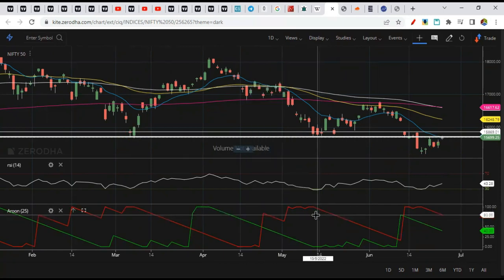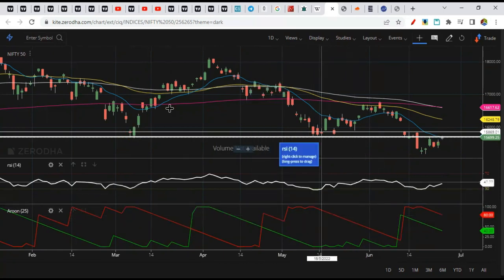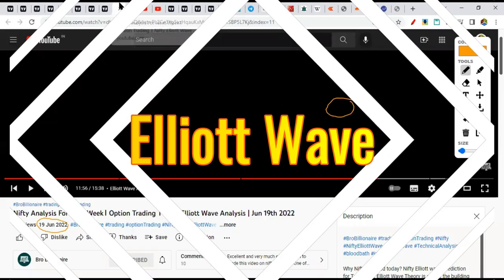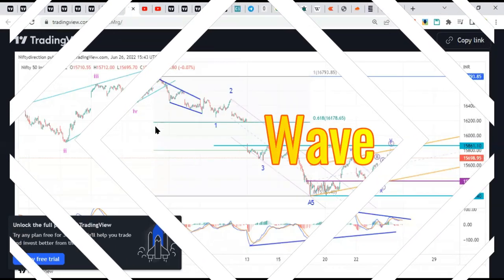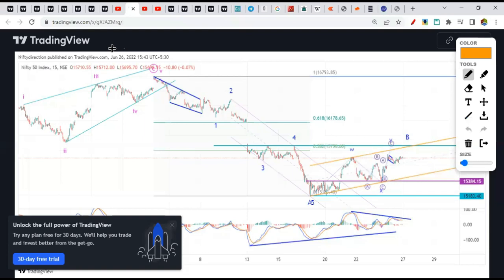So moving to the next part, which is Elliott Wave analysis. Let's check the Elliott Wave based analysis. This is the chart that I have with me. This is the 26th June chart that we plotted today, and here we are saying that Nifty has 1, 2, 3, 4 and 5 waves completed, and this correction is called wave A. So this is wave A.